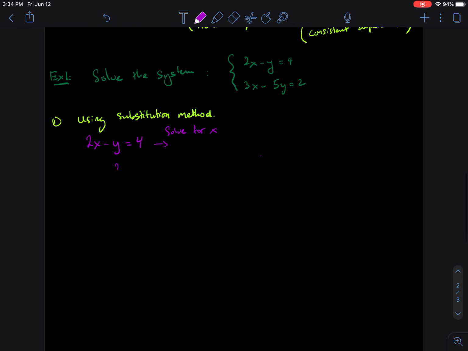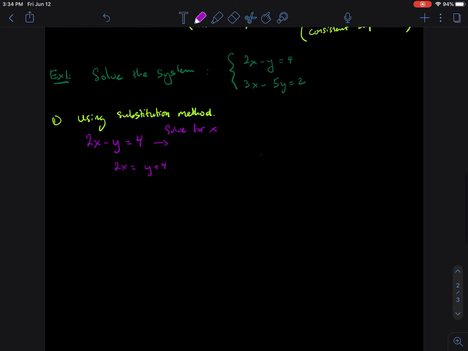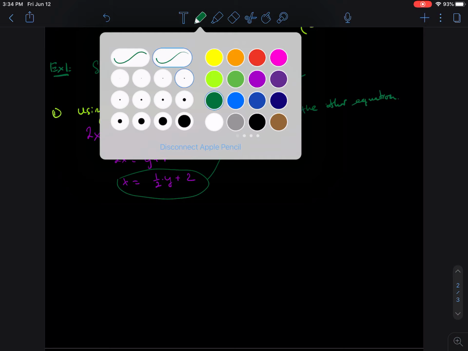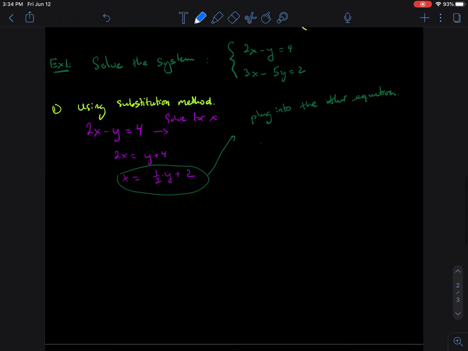All right, so that means 2x equal to y plus 4. x equal to 1/2 y plus 2. Okay, so that is my x. Now I'm going to take this and plug it into the other equation. Okay. All right, so my other equation is this. It's 3x, but our x now is 1/2 y plus 2. So I'm going to write 3 times (y over 2 plus 2) minus 5y equal to 2.